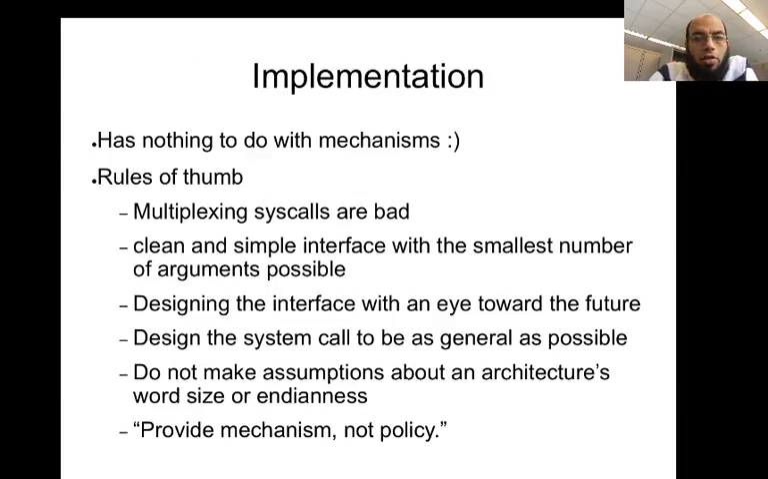And the implementation has nothing to do with the mechanism. Some rules of thumb: you do not want to multiplex system calls. This is a bad idea. You want your system call to be clean and simple, with the cleanest and simplest interface, with the smallest number of arguments possible. You basically design an interface with an eye towards the future, because people will be using your system call forever. You design a system call to be as general as possible.